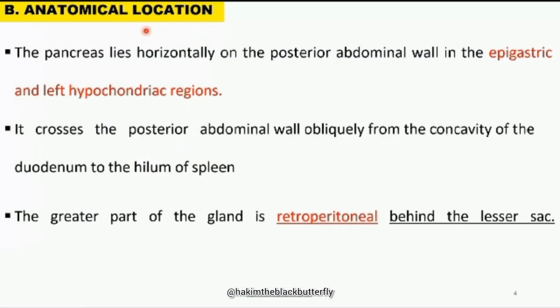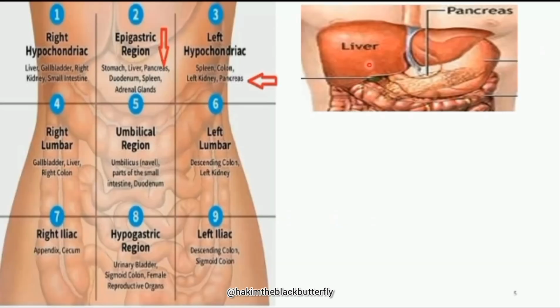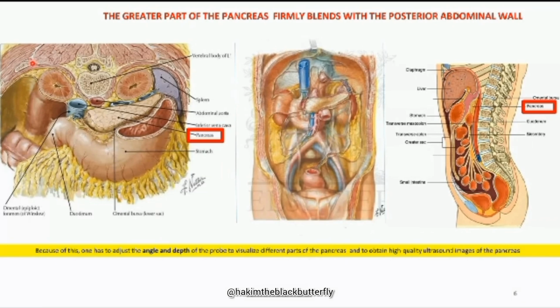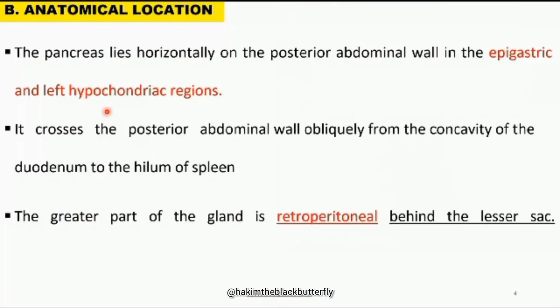By location, of course, the pancreas lies almost horizontally on the posterior abdominal wall. We all know the posterior abdominal wall. Okay, this is the posterior abdominal wall. The anterior abdominal wall is here. This is the anterior abdominal wall. This is the posterior abdominal wall. So your pancreas is going to be close to the posterior abdominal wall. So that's where it's going to be located.